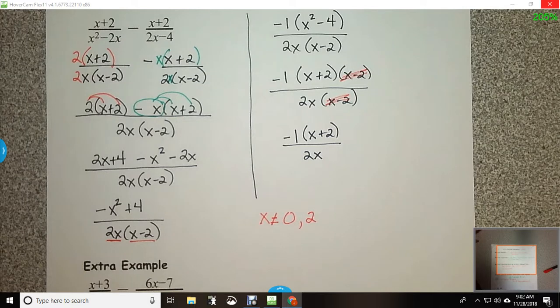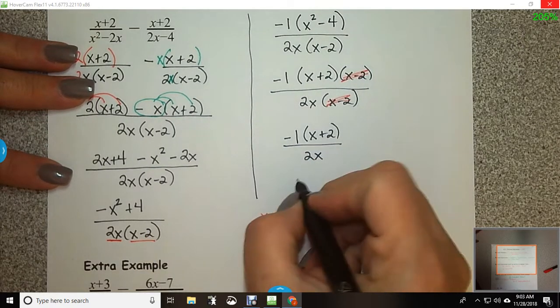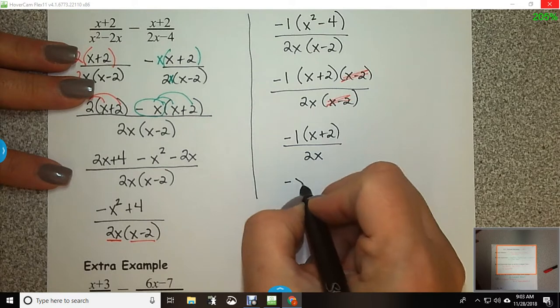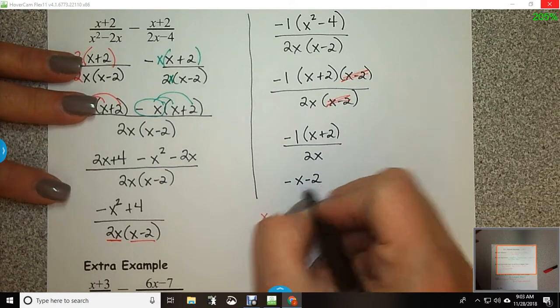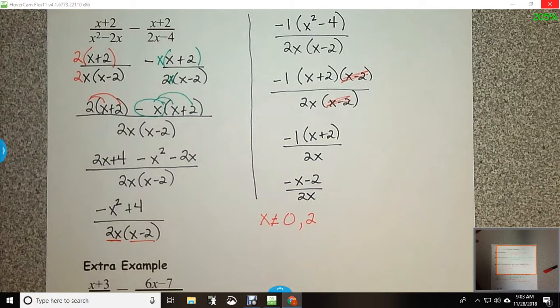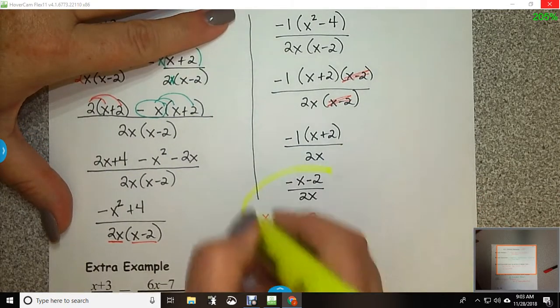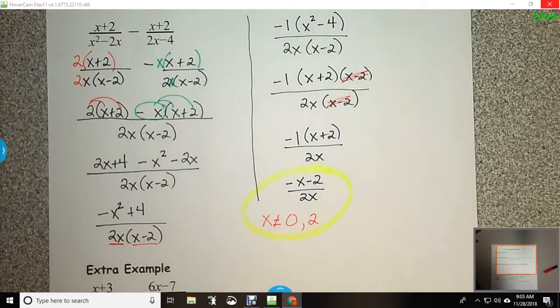And remember, I told you if there are 2 factors or less, I want you guys to go ahead and multiply it. If it's 3 factors or more, just leave it. But since this is 2 factors here, I'm going to distribute my negative 1. So I get negative x minus 2 over 2x, and my restrictions are 0 and 2. Here is my simplified answer.